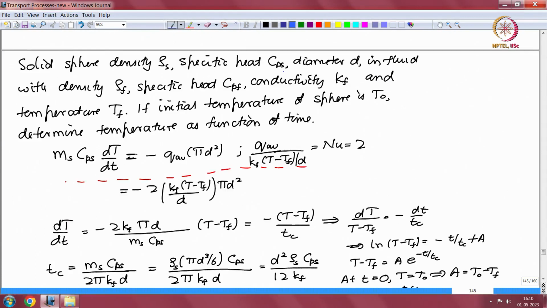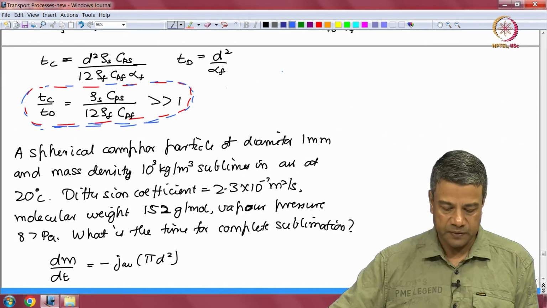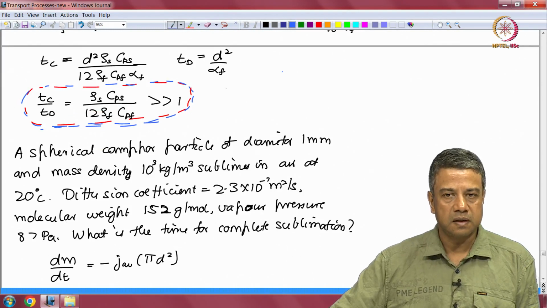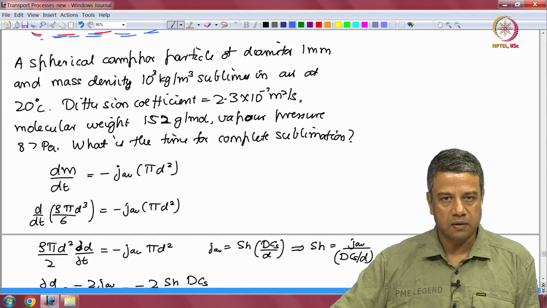And we had solved some problems for energy transfer from a sphere. We had calculated the ratio of the characteristic time and the diffusion time, as well as for the sublimation of a camphor particle. Okay, how long does it take?